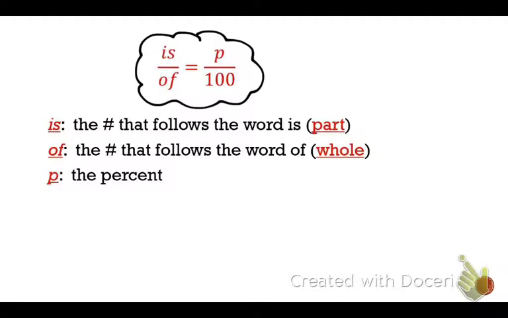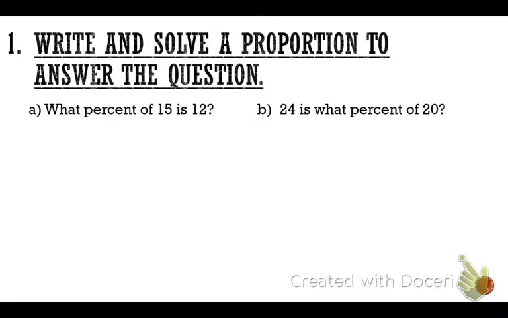Everybody read to me, what does the percent proportion formula say? Is over of equals P over 100. Say it one more time. Is over of equals P over 100. All right, that formula is what we're going to be using the whole lesson today.